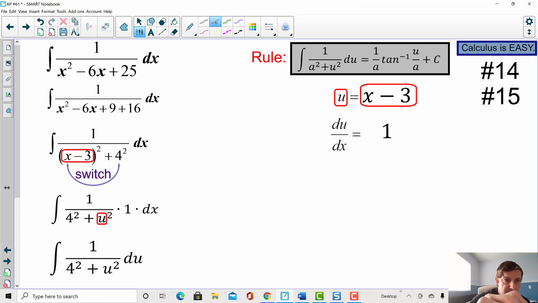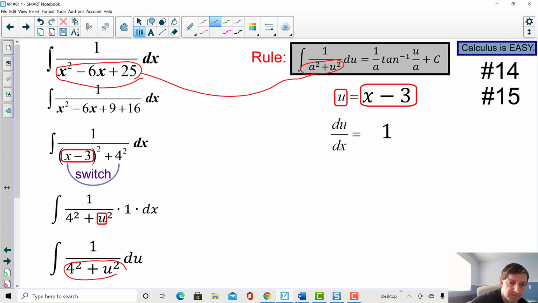Okay, here's our last example. We cannot choose the bottom to be u because the derivative would be 2x minus 6, and that's not sitting on the top. What we could try to do is complete the square on the bottom so that our final answer is going to be u squared plus a number squared. Let me show you what I'm talking about here.